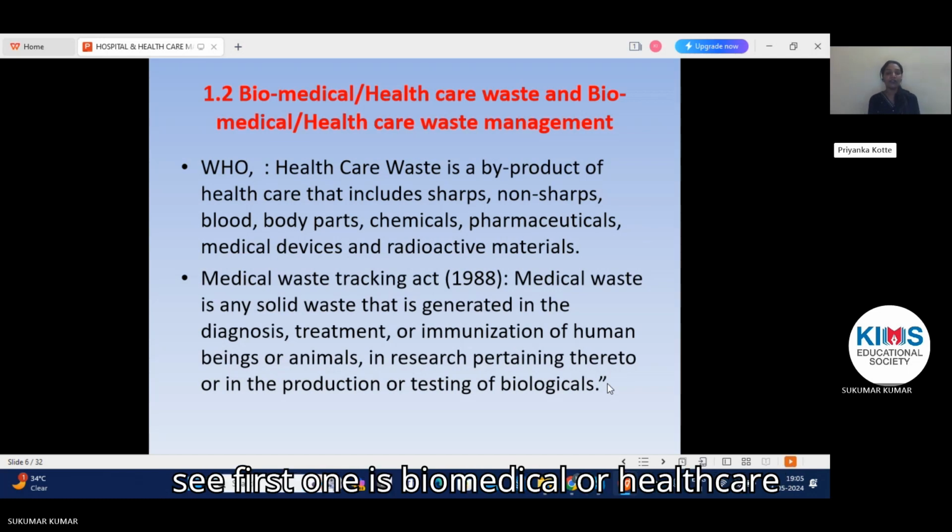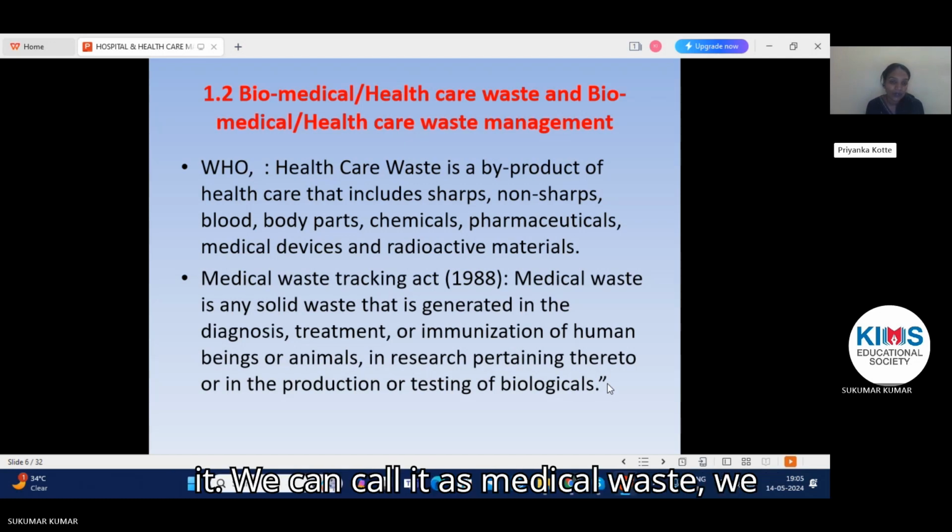First one is biomedical or healthcare waste. Why are we calling it biomedical or healthcare waste? Different names have been given to it. We can call it medical waste, biomedical waste, clinical waste, biohazardous waste, regulated medical waste, infectious and medical waste, and healthcare waste as well. So these are the different names that have been given.